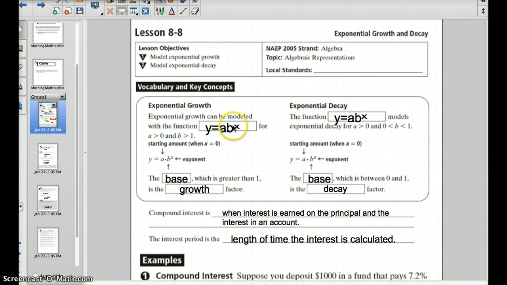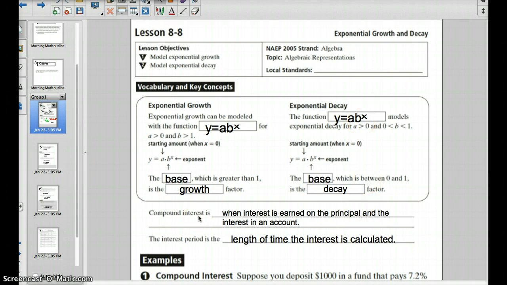So these equations are set up the same way. We have the x in the variable, or the exponent is a variable, okay? A is our starting value, and then B is our growth factor, and when we're decaying or losing, B is less than 1, and that would be our decay factor.